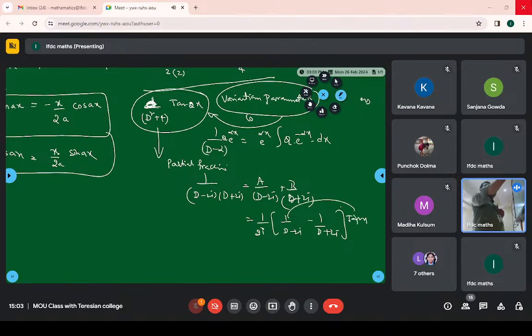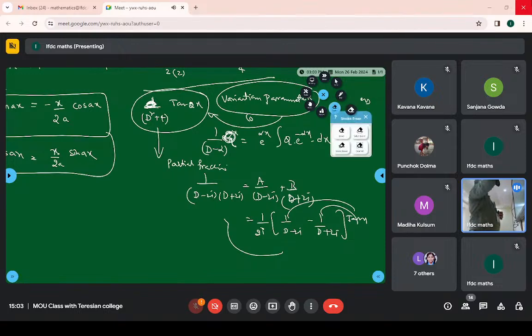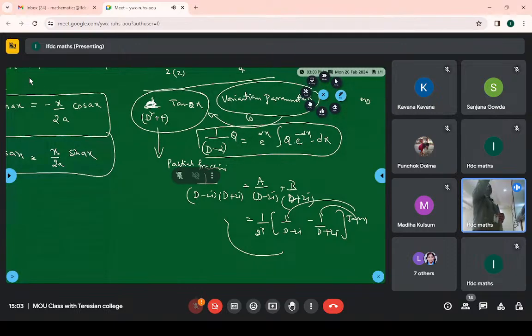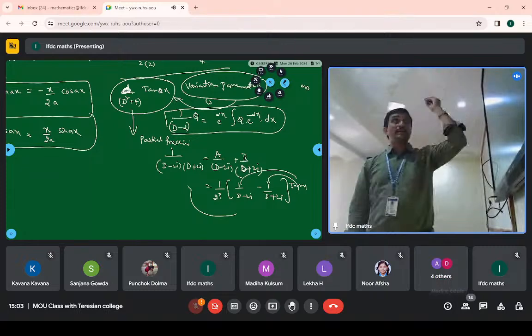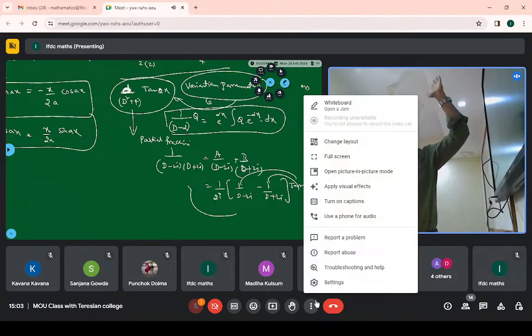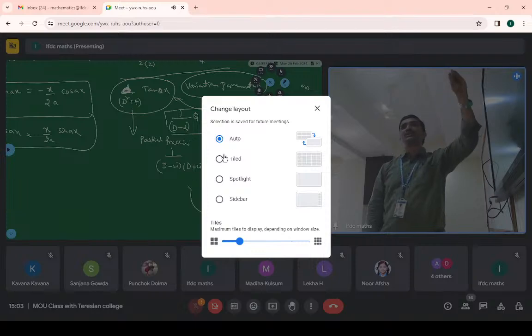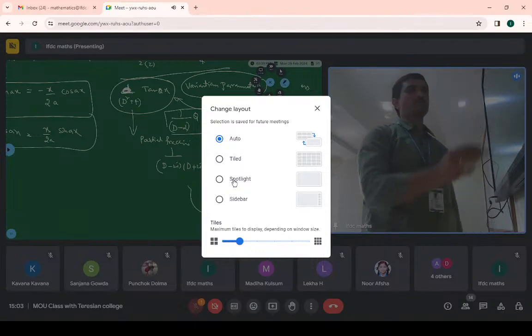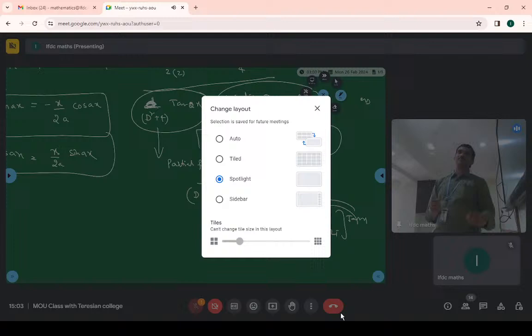You can multiply here. Then whenever the function is there, e power d minus alpha into q, just take q. D minus alpha into q: the formula is 1 by d minus alpha into q is equal to e power alpha x into q into e power minus alpha x dx. This is one of the beautiful formulas, very interesting. If you solve using this formula, you will get the solution even for tan, secant, cosecant, any kind of problems. But a lot of patience is required.